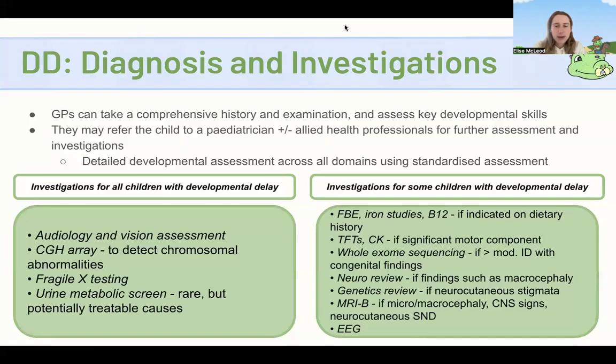Whole exome sequencing is often ordered by a pediatrician if the child has a moderate to severe intellectual disability and congenital signs and symptoms. And I'll leave the list up there as well for you to have a look at for the others.